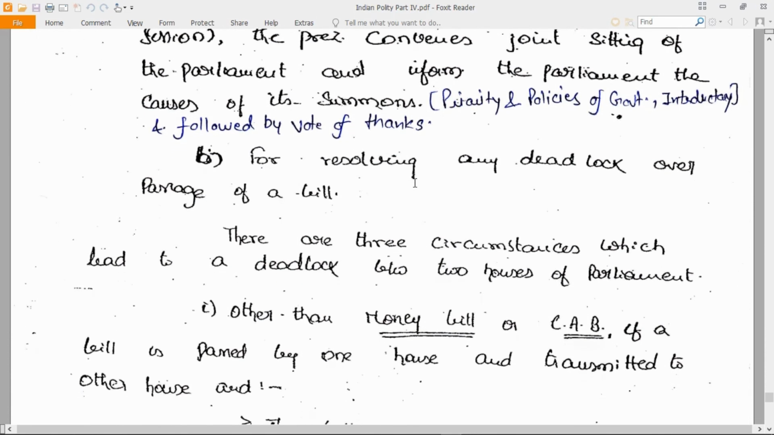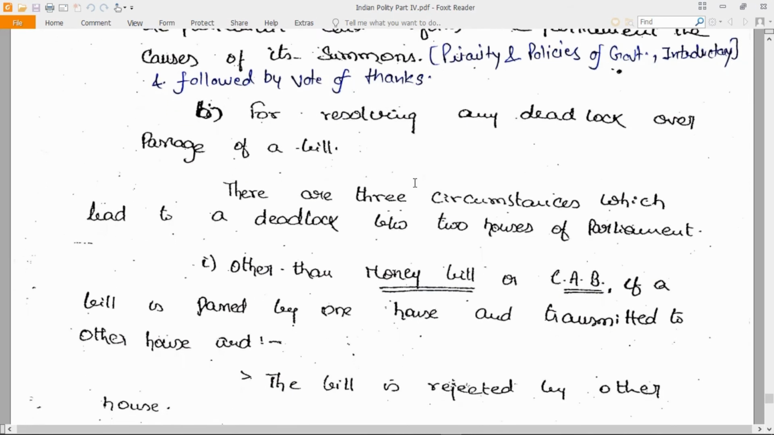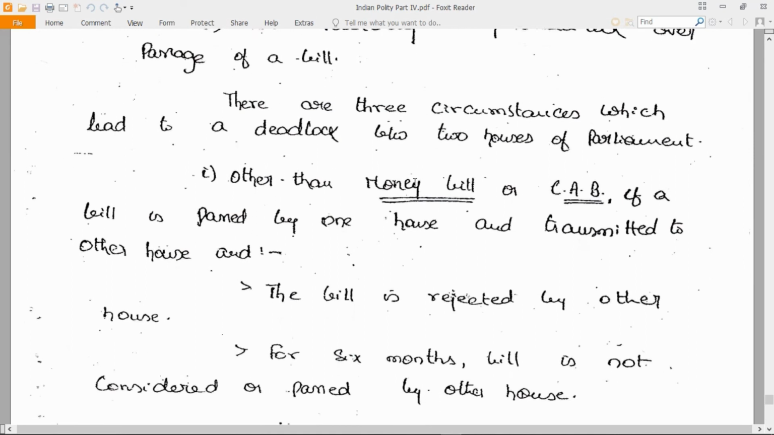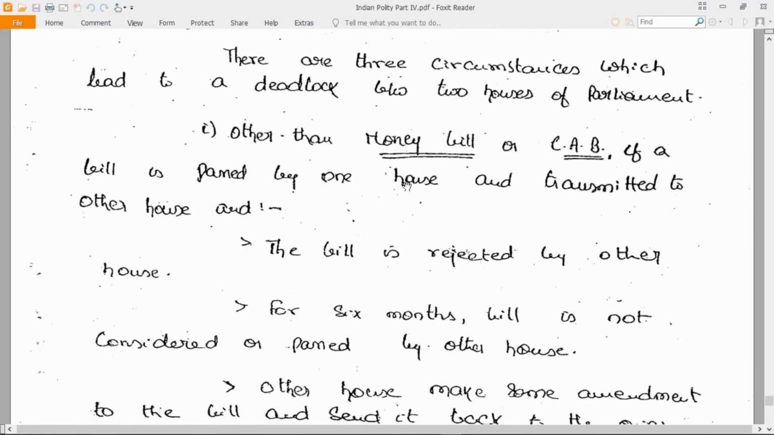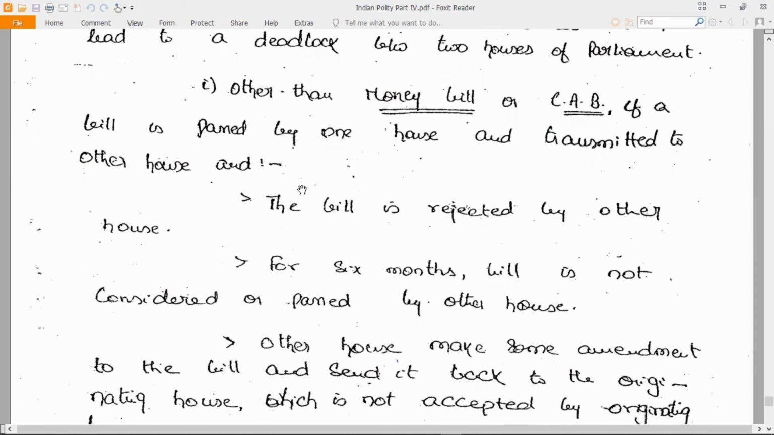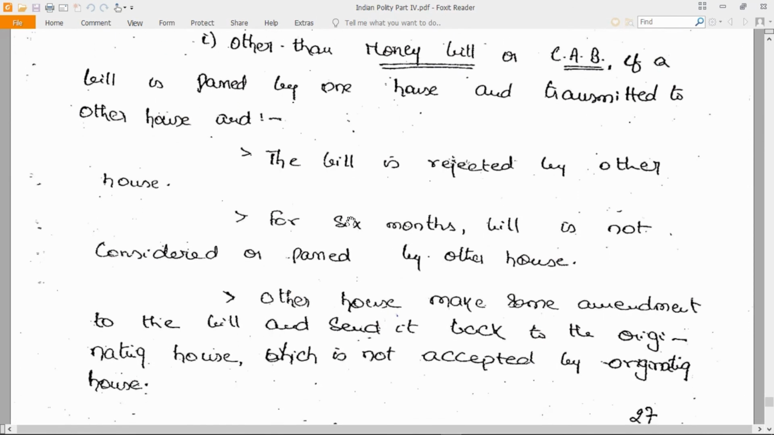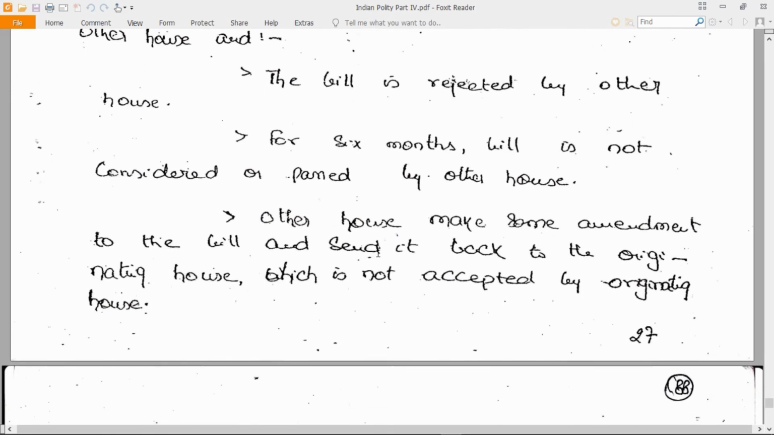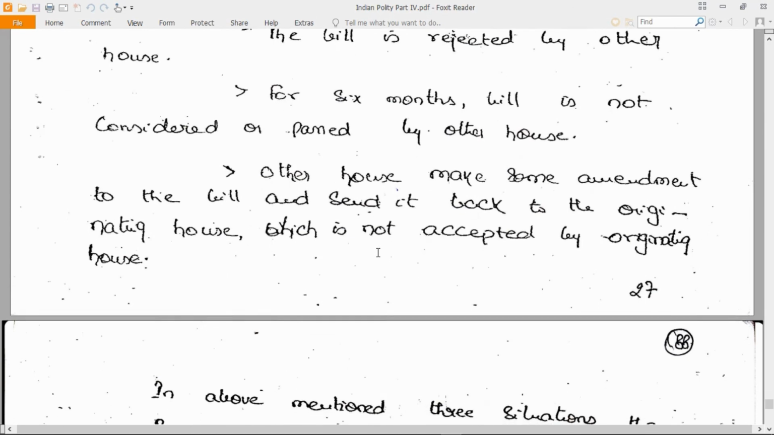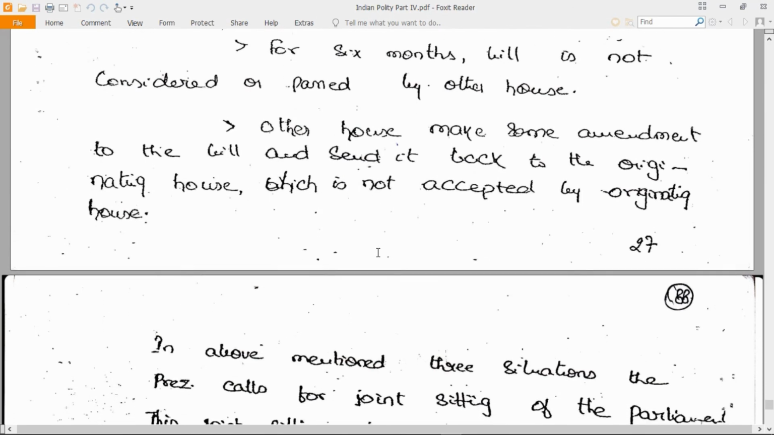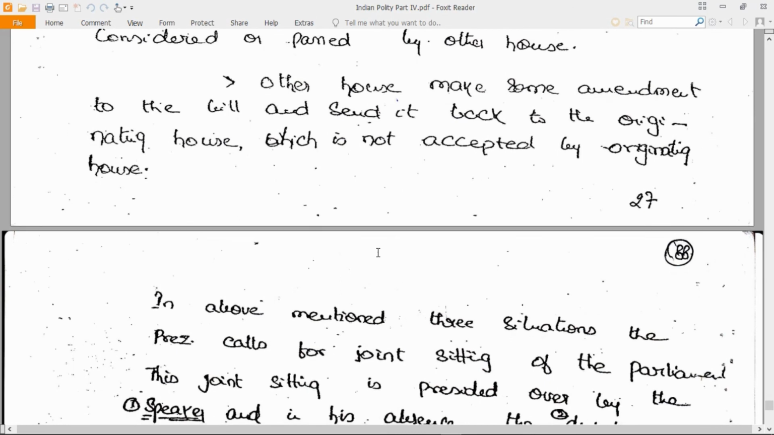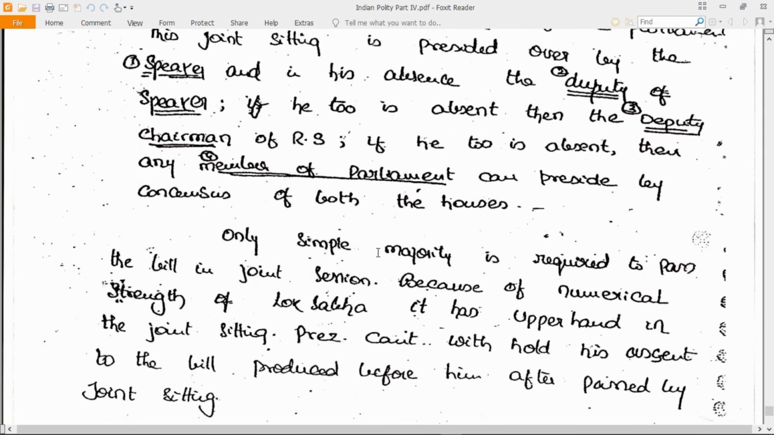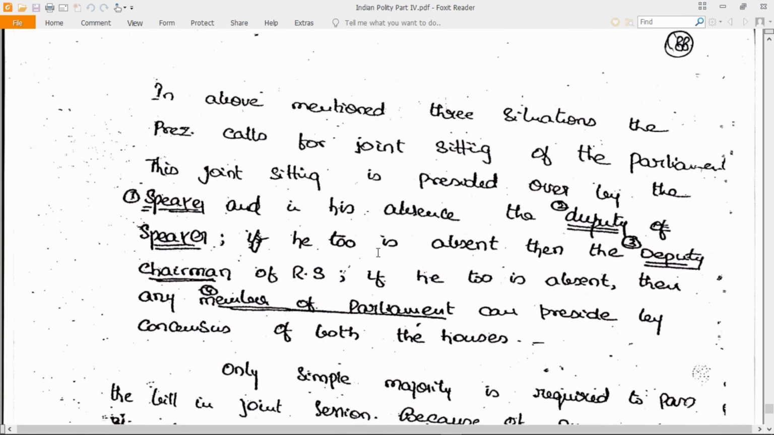There are three circumstances which lead to a deadlock between the two houses of the Parliament. Other than a money bill or CAB, if the bill is passed by one house and transmitted to the other house, the bill is rejected by the other house. Or for 6 months, the bill is not considered or passed by the house. Or the other house may make some amendment to the bill and send it back to the originating house, which is not accepted by the originating house. In the above mentioned situations, the President calls for a joint sitting of the Parliament.